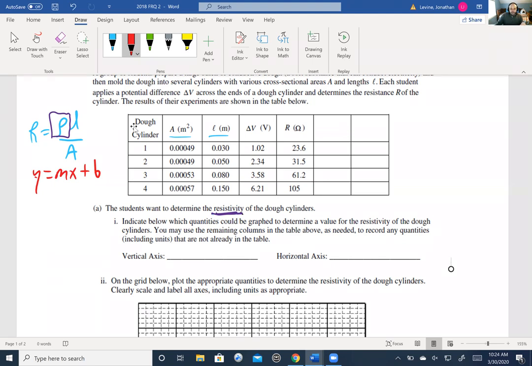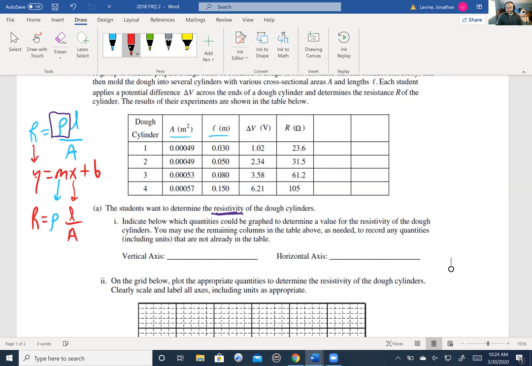So if we're looking for resistivity, we want resistivity to be the slope. How can I do that? Well, if you notice in our formula here, we can make R what we graph on our y-axis, because R is a function of L over A. I actually really like that because then our slope remains rho, right? And then our x variable actually becomes just L over A.